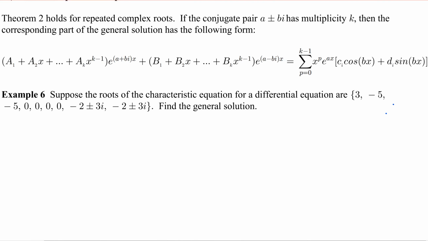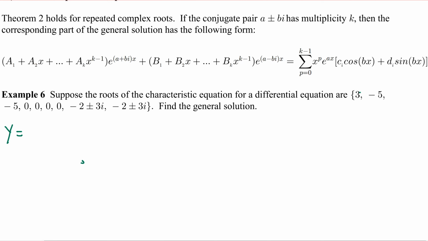We're going to work backwards again on example 6, and we're going to put all the information that we learned together in one problem. Suppose the roots of the characteristic equation for a differential equation are 3, -5, -5, 0, 0, 0, 0, -2 plus or minus 3i, and -2 plus or minus 3i. Let's find the general solution. Well, we're not getting our original differential equation. We're just going to jump straight to the roots of the characteristic equation and make sure that we know how to express the general solution. So let's start with our easiest roots first, that is distinct real solutions, and then we'll increase in complexity as we develop our general solution.